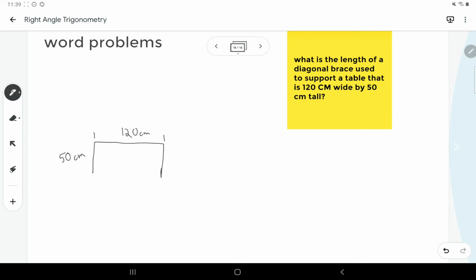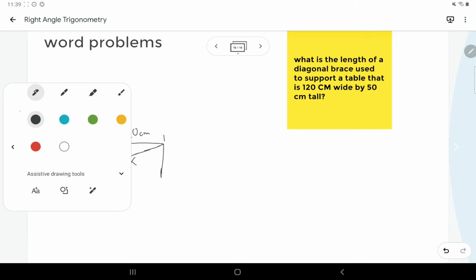Okay, we also know that there's a diagonal brace. So if you've seen like those folding card tables, you've seen like a brace that goes across just to make sure that it stands up. There'd probably be one the other way as well, but for our purposes, we're just talking about one of them. And it's asking what is the length of the diagonal brace. So we stick our X there because we don't know what that is.